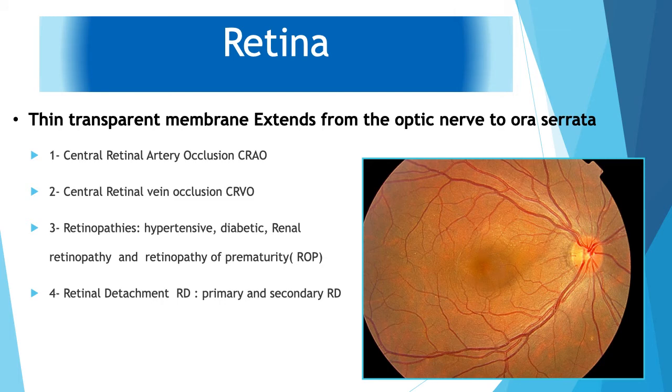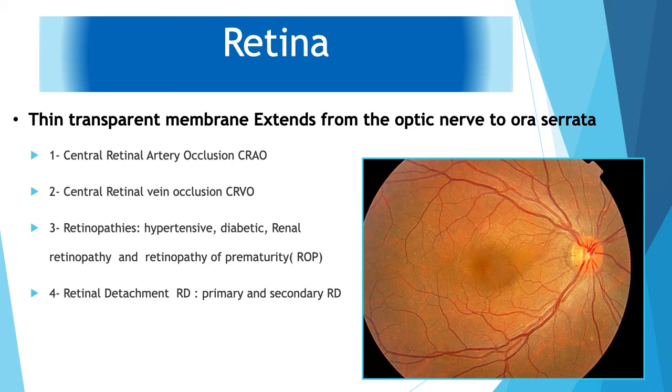The next part of the lecture is the retina. The retina, as you took in the anatomy, is a transparent membrane that extends from the optic nerve to the ora serrata. It starts here at the edge of the optic nerve and goes to the extreme periphery, which we don't see in this picture, which we call the ora serrata, which is serration-like.